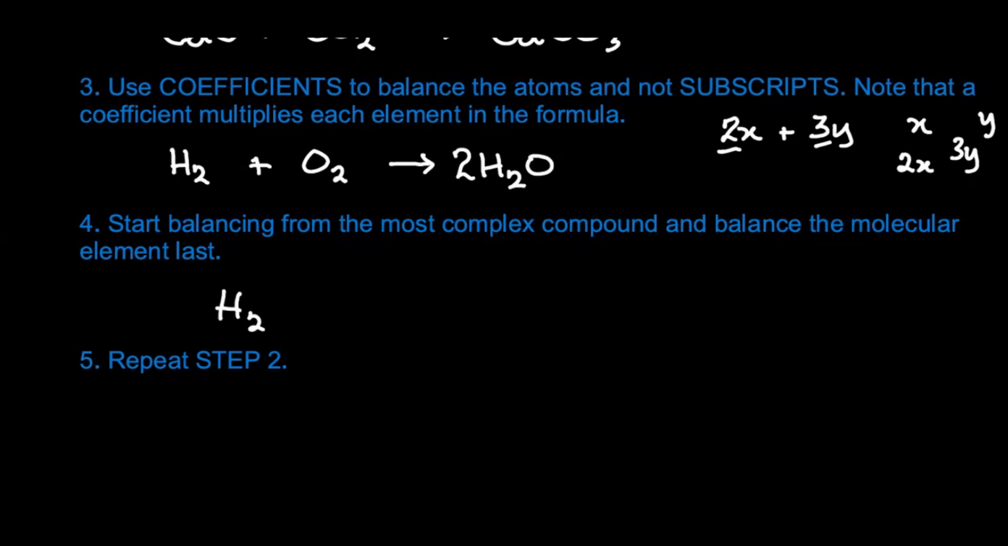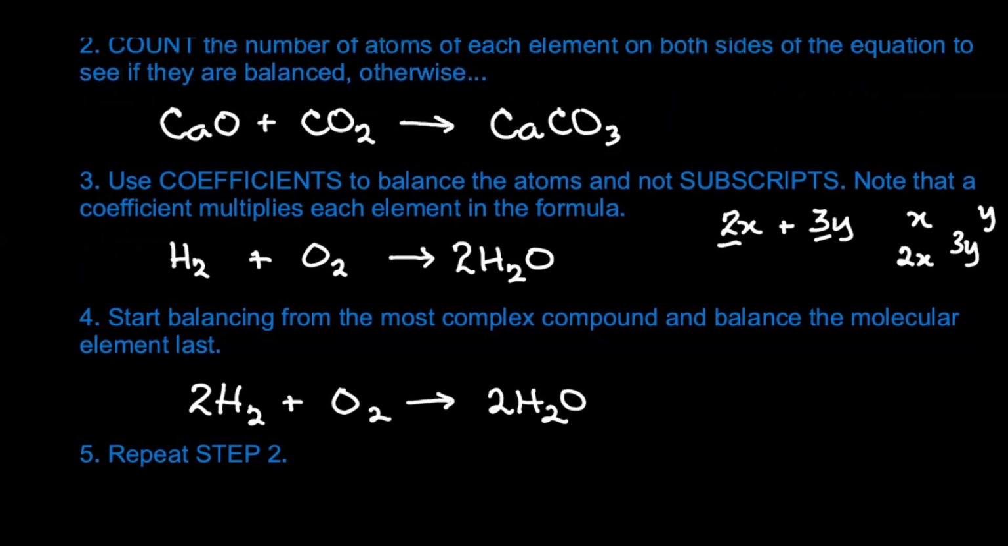We bring this down again. H2 plus O2, giving us 2H2O. So in order to balance hydrogen, we just multiply it by 2. So with this, we now have 2H2 plus O2, giving us 2H2O. Then we now move to the last step. We repeat step 2. What does step 2 tell us? Step 2 told us what?